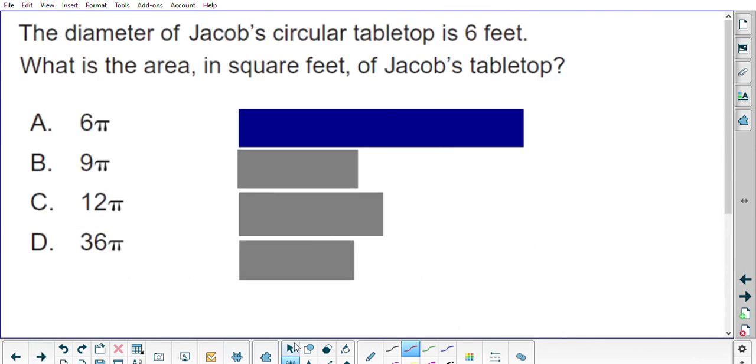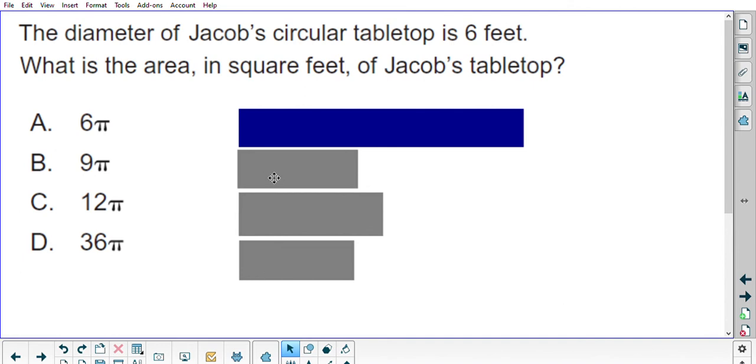Okay, so let's do a practice problem. And this one is talking about the diameter of Jacob's circular tabletop is 6 feet. What is the area in square feet of Jacob's tabletop? Now you're going to have to go to your formula sheet in order to be able to figure out this problem. So hit pause on the video, then hit play when you're ready to see how you did.